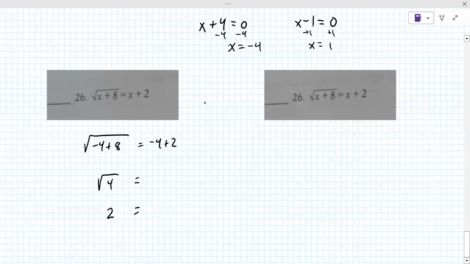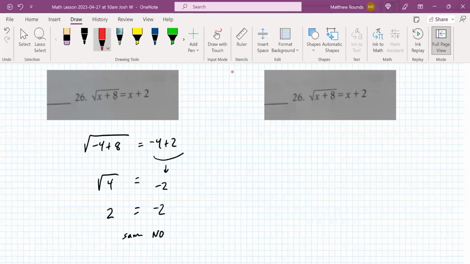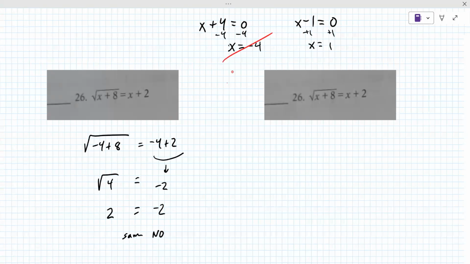What's -4 plus 2? That gives us -2. So are these the same? No. So -4 is not a solution. So you cross it out.